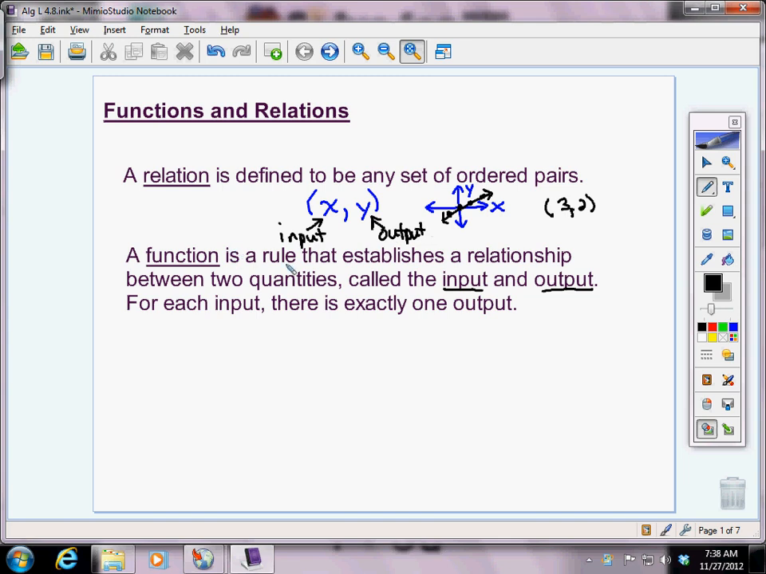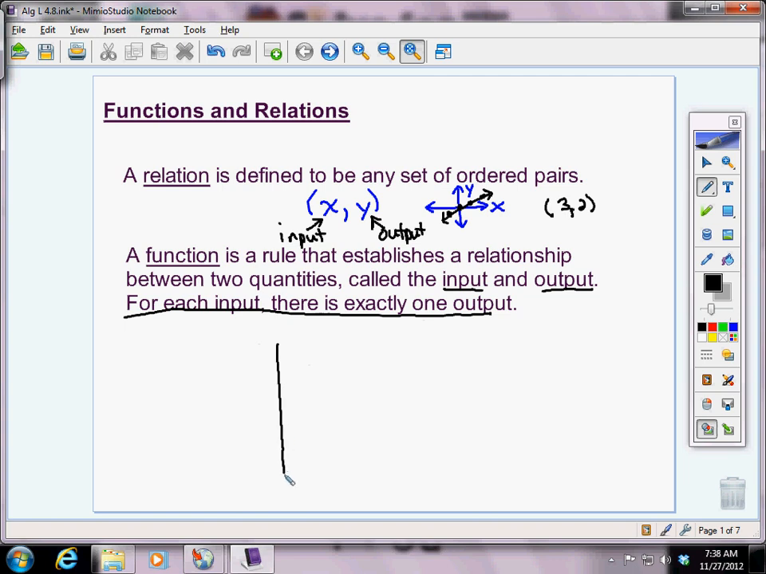So a function is just a specific type of relation that follows this rule right here. For each input there is exactly one output. Exactly one. So if I input this 3, I only get out a 2. If I input, I don't know, a -4, I only get out a 6. Okay? So for each input there is exactly one output.